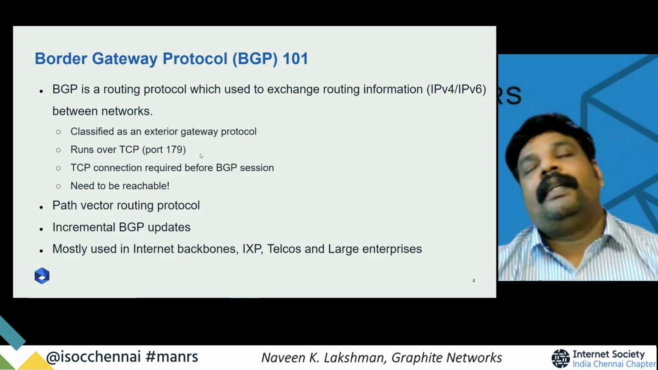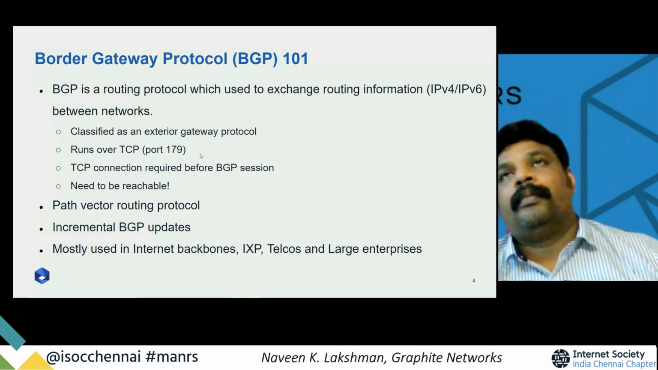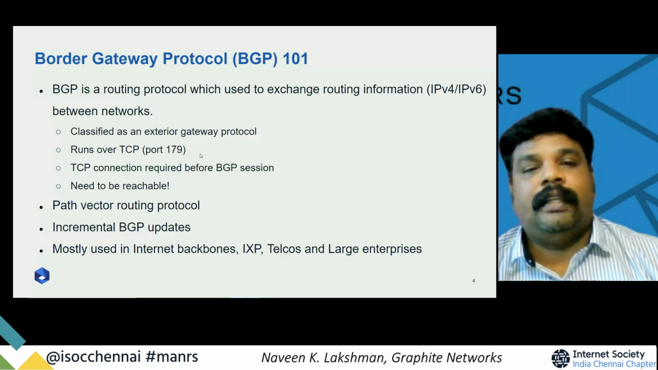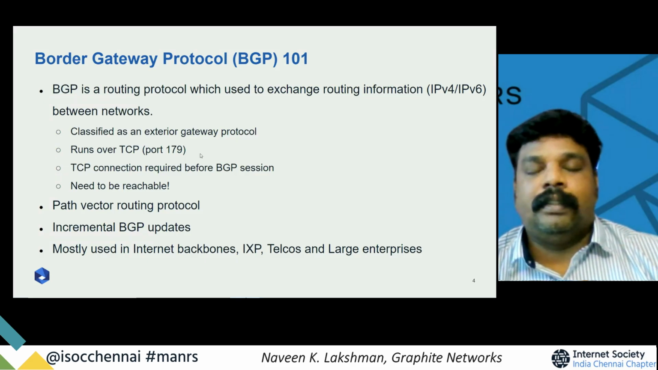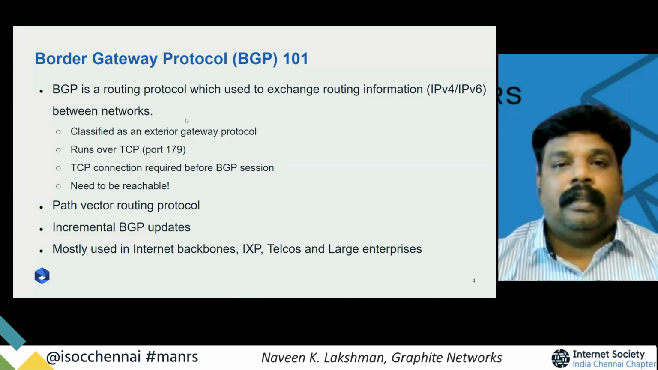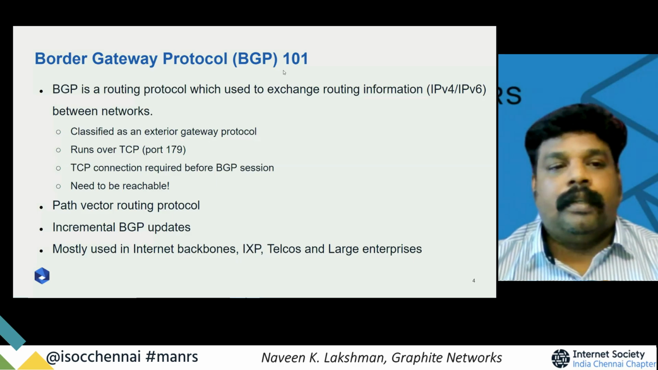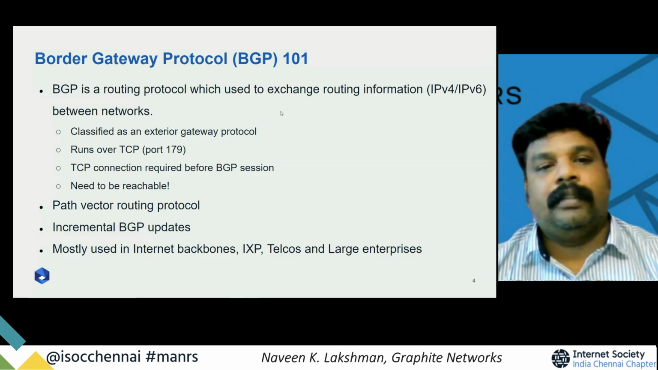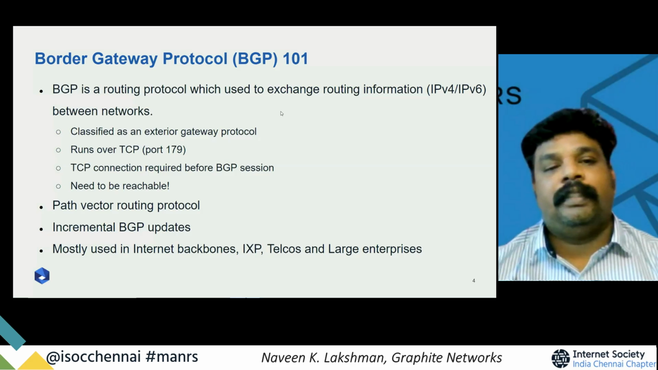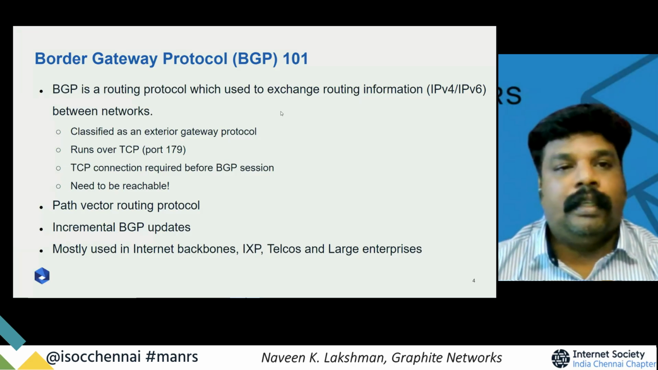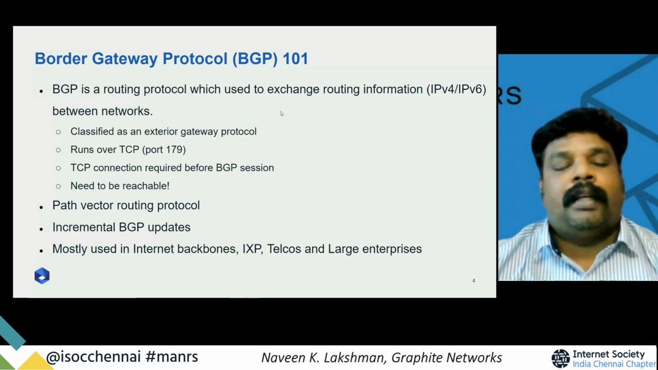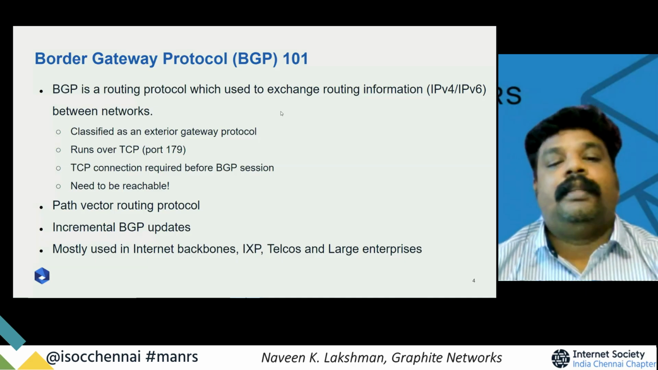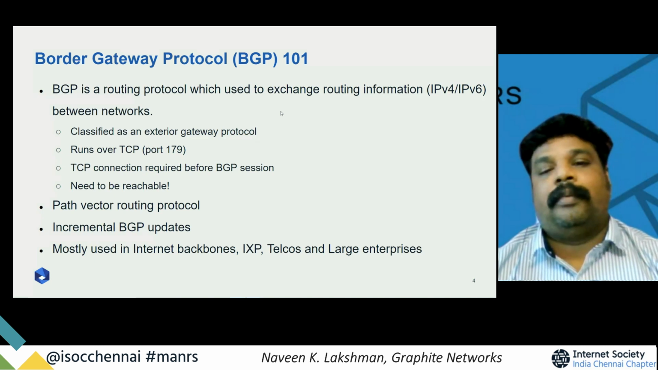Technically, EBGP, an exterior gateway protocol, is used for routing between autonomous systems. That's how it works out. And this is the only protocol that is used as an exterior gateway protocol. It runs on top of TCP and uses port 179 for communication. You have to have a TCP session established between two speakers before they start a BGP session, and they need to be physically and logically reachable between each other. BGP is a path vector routing protocol, and I'll tell you what a path vector is. It sends incremental updates, and it is used in internet backbones, exchange points, telcos, and large enterprises.